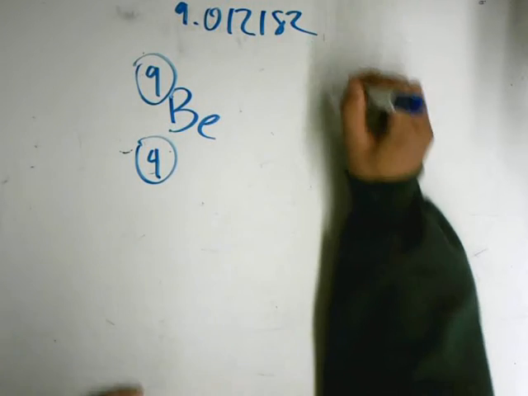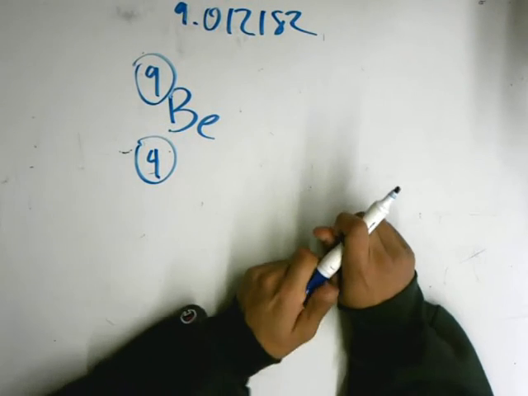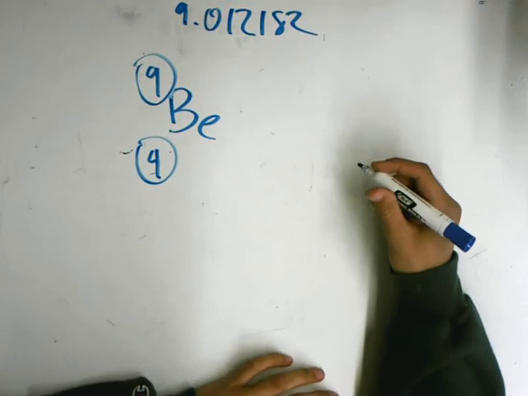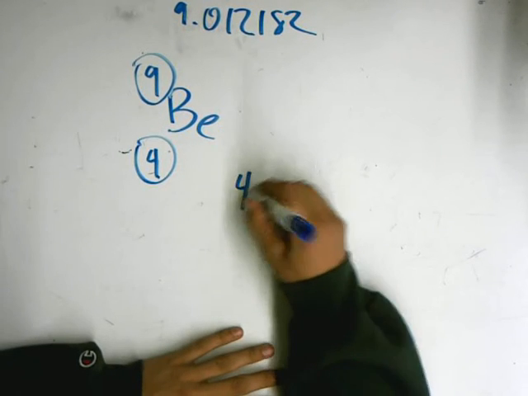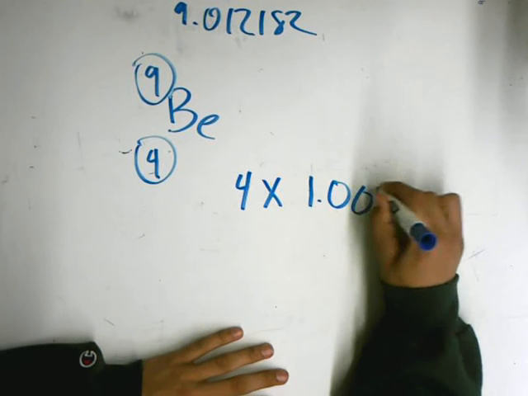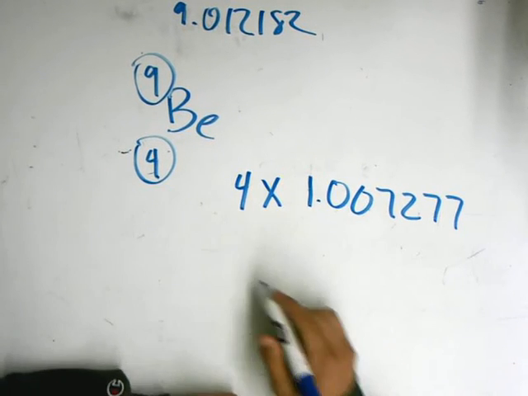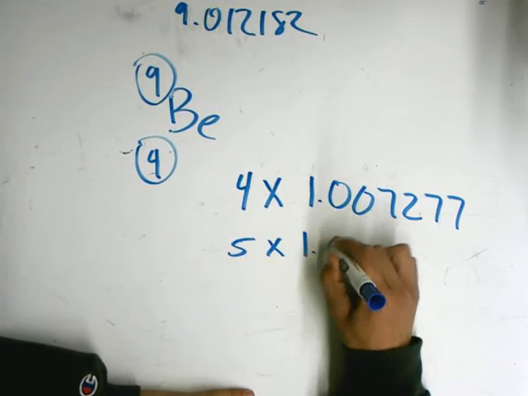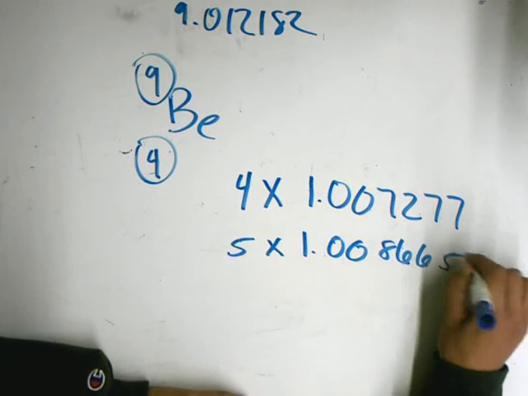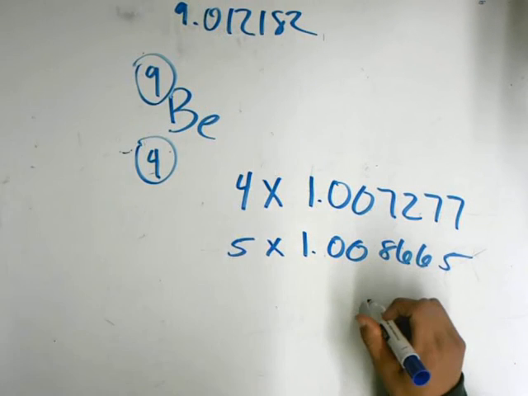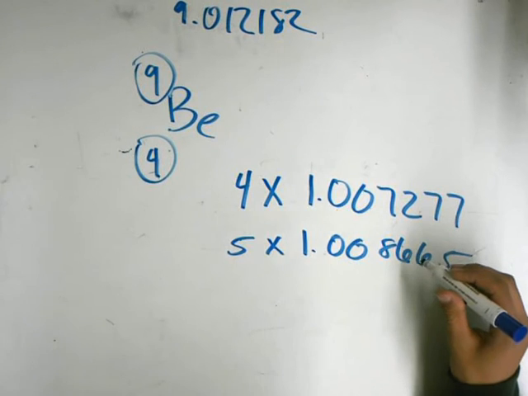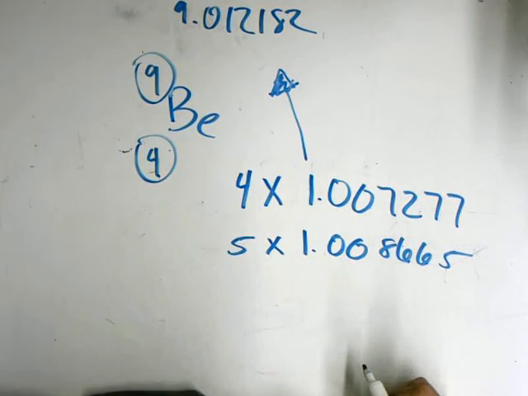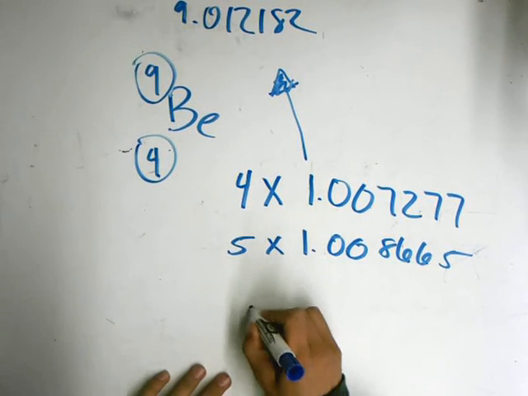Now we're going to plug the protons and neutrons into the equations. So for protons, it's 4 times 1.007277, and for neutrons, it's 5 times 1.008665. And then you'll take the sum of the two products and subtract it from the original atomic mass to get the mass defect, which is 0.060251. That is the answer for beryllium.